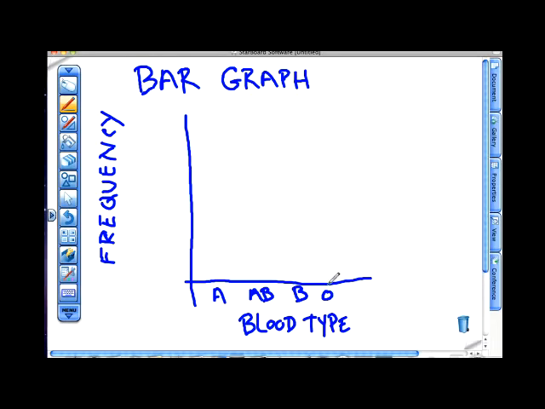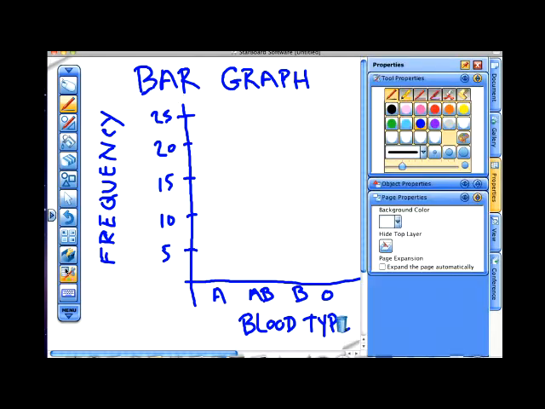And if you look back at the data, the highest frequency in any of the classes was 22. So we'll scale our vertical axis accordingly. So we might do something like 5, 10, 15, 20, 25, something like that. Okay, and then we're going to go ahead.